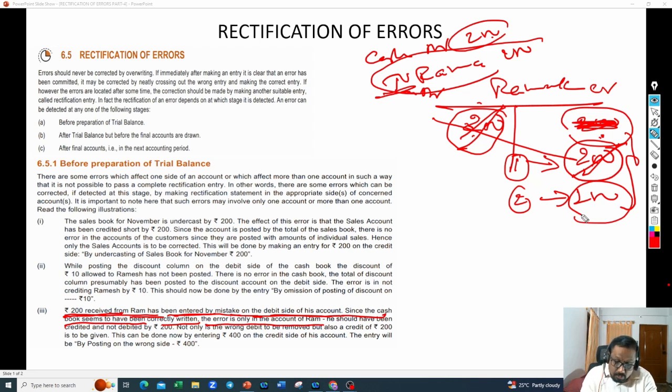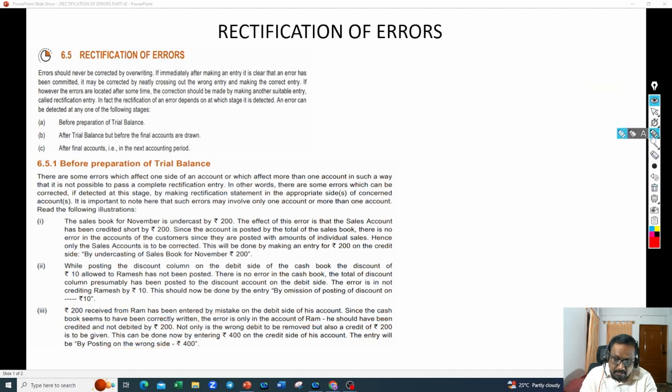So what I need to do here, I simply need to do the entry by posting the wrong side 400. That's all you need to put. Are you getting my point? This is how you need to start thinking while posting these entries. Are you clear? Right. Let us move on to the next page now.